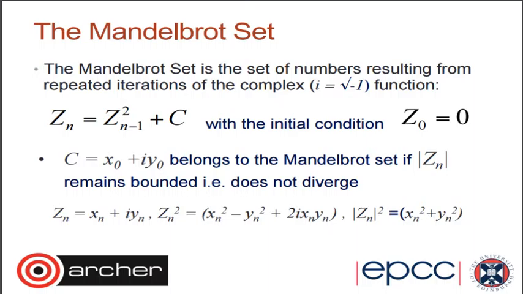And what you're doing is taking this complex function, zn equals zn minus 1 squared plus c, and iterating it. You start with some initial condition, z0 equals 0, for example, put that into the formula and keep iterating for some particular value of c. And you iterate and iterate and iterate.